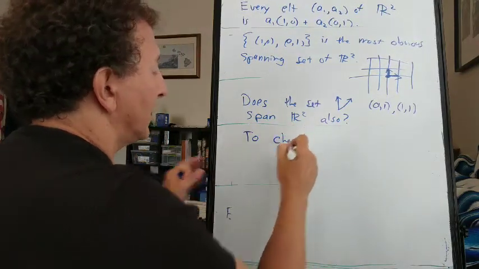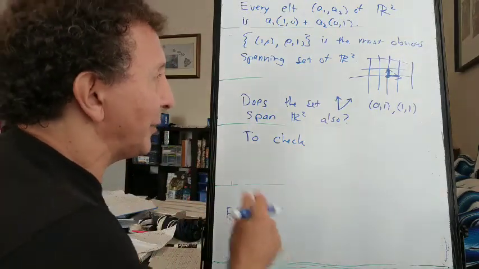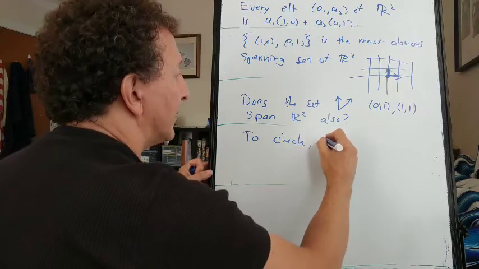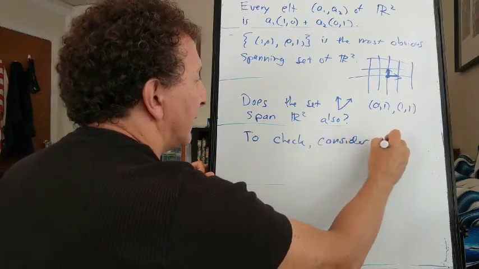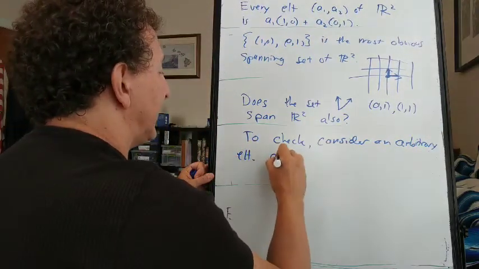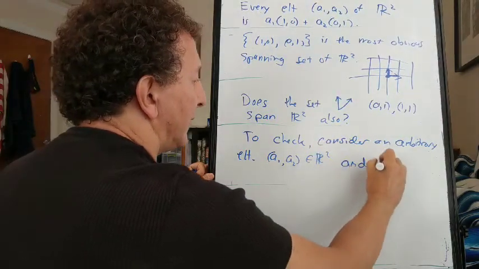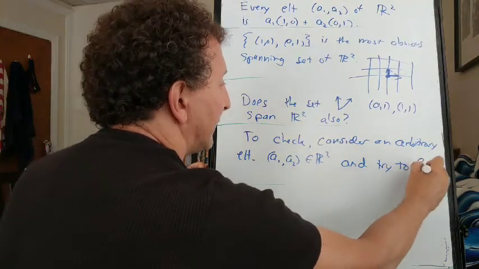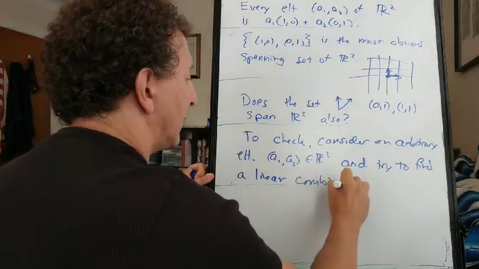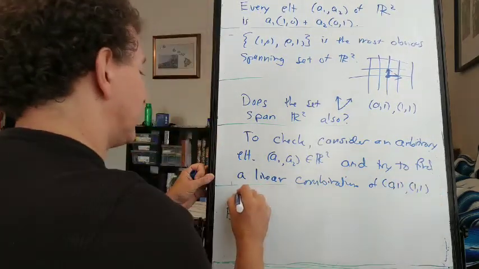So to check, I guess we would pick an arbitrary element of the plane and say, is there a way that we can get to that element by adding multiples of this to multiples of that? So we'll consider an arbitrary element A1, A2 in R2 and try to find a linear combination of (0, 1) and (1, 1) which is equal to it.